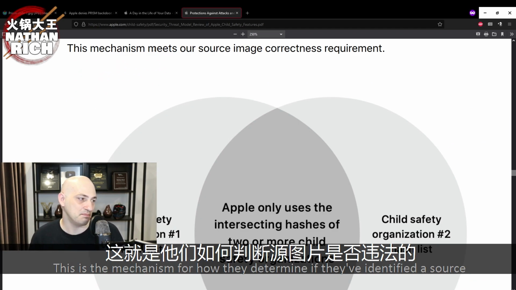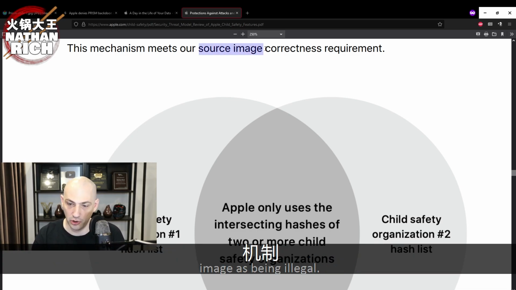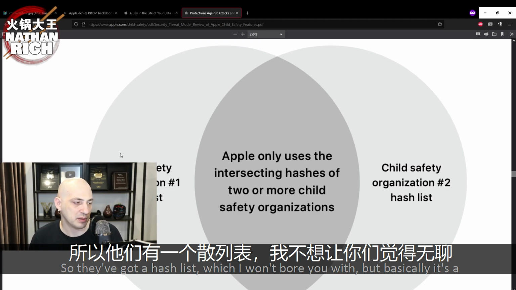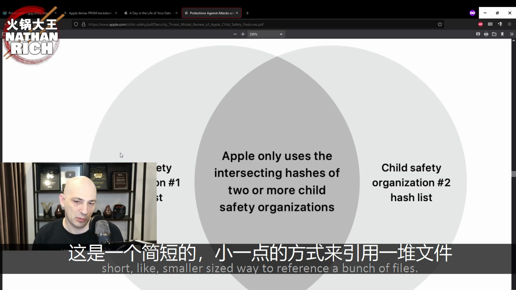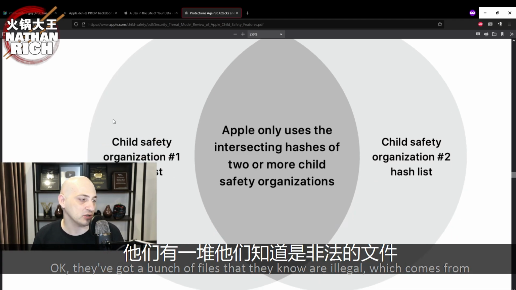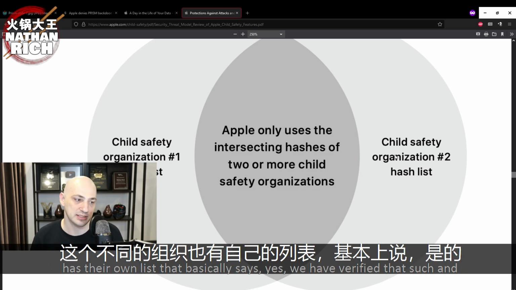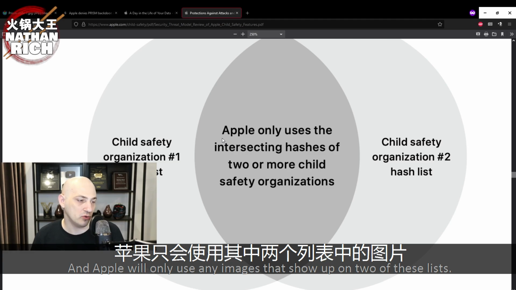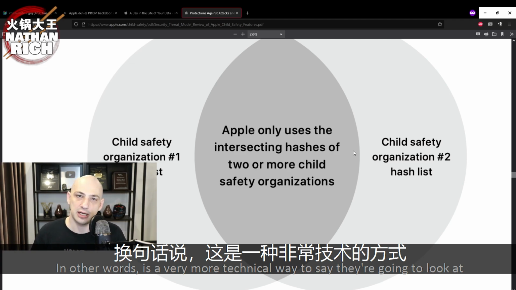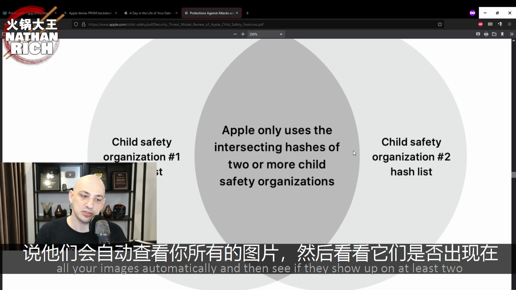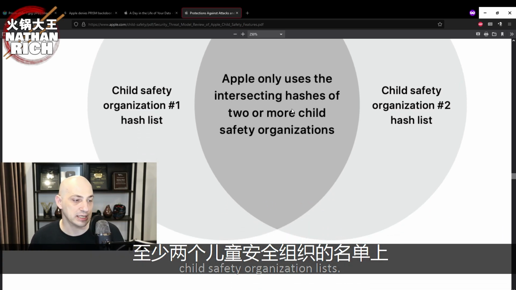They just say that. This is the mechanism for how they determine if they've identified a source image as being illegal. So they've got a hash list, which I won't bore you with, but basically it's a smaller sized way to reference a bunch of files. They've got a bunch of files that they know are illegal, which comes from some organization. And then they've got a different organization that also has their own list that basically says, yes, we have verified that such and such image is illegal. And Apple will only use any images that show up on two of these lists. In other words, this is a more technical way to say they're going to look at all your images automatically and then see if they show up on at least two child safety organization photos.